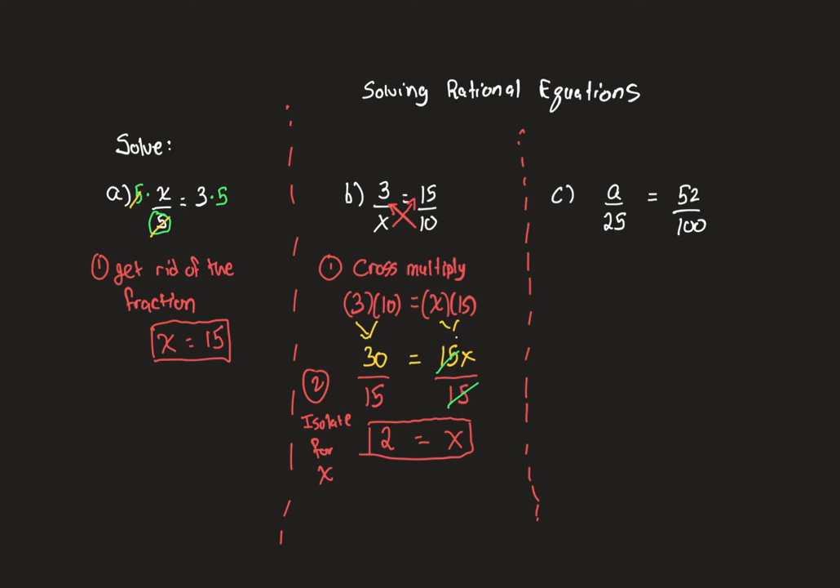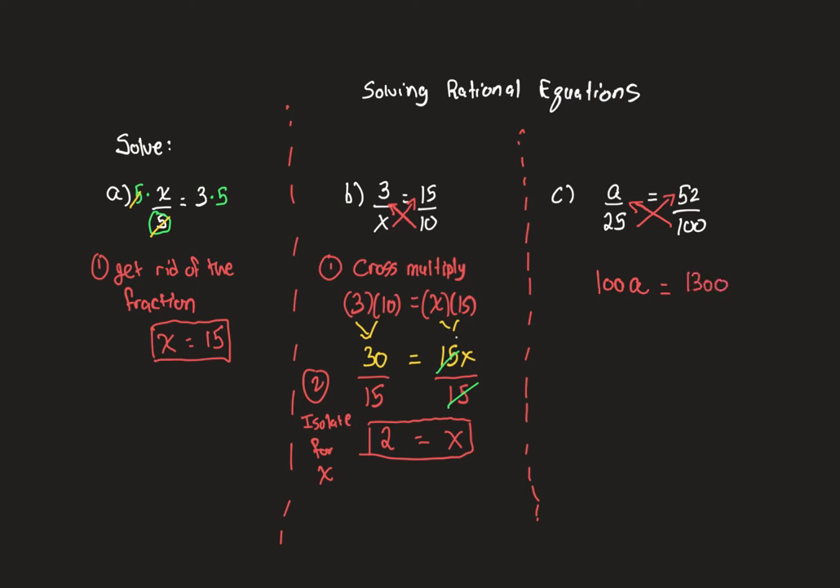Okay, so I'm assuming people have paused the video and they're ready for round 2. Let's take a look at C. So once more, remember your first steps. You are going to cross multiply. So it doesn't matter what kind of numbers I give you or how the situation looks like. If it looks like this, where you have a fraction equal to a fraction, these steps work every time. Always cross multiply first. So you're going to get 100 times a, which is 100a, 25 times 52, which is 1,300.